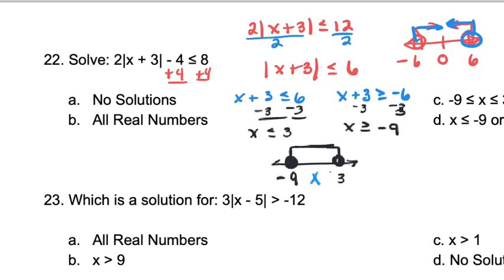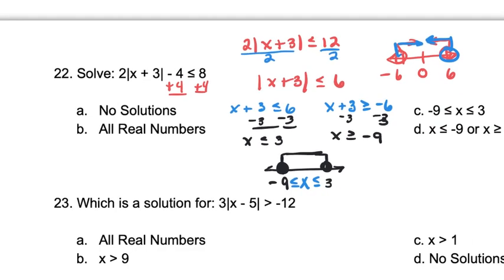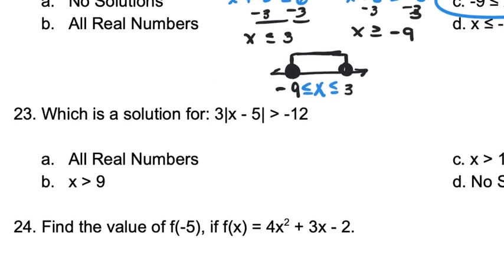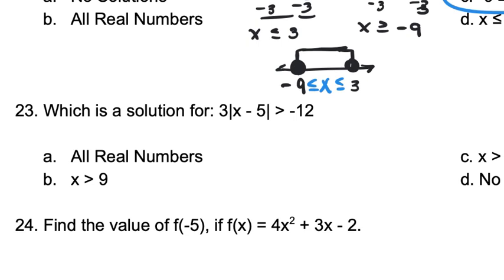And so here's how we write it. X is in between those. Notice x is bigger than negative 9, so we point left. X is less than 3, so we point left. And we can see one of our answers right over here. There it is: negative 9 is less than or equal to x is less than or equal to 3. Solve those two inequalities and you've got it set. 23 is the same thing.